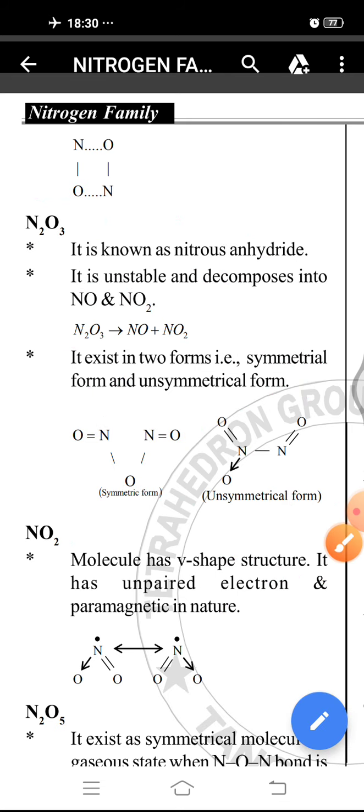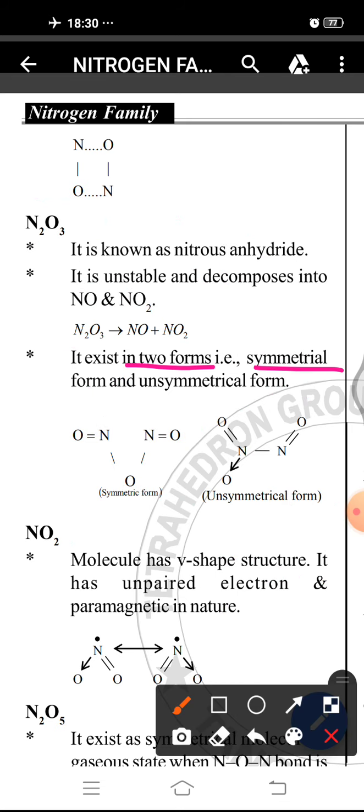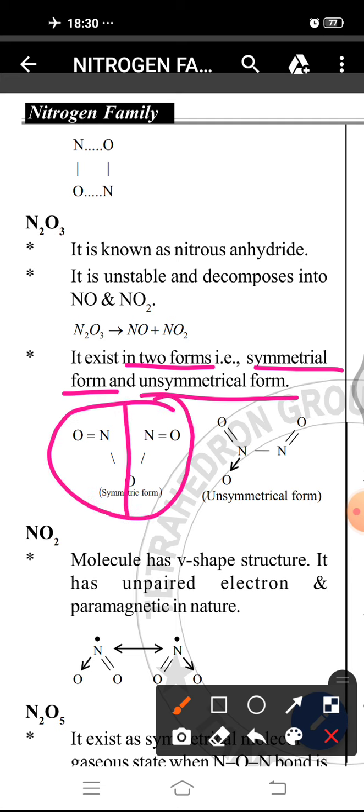It exists in two forms, a symmetrical form and an unsymmetrical form. This is the symmetrical form because the same atoms are placed on both sides. But in this case it is an unsymmetrical form because similar atoms are not present on both sides.